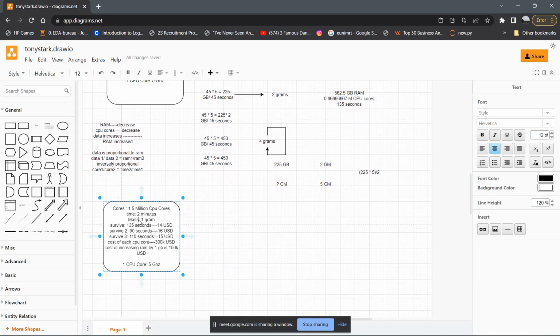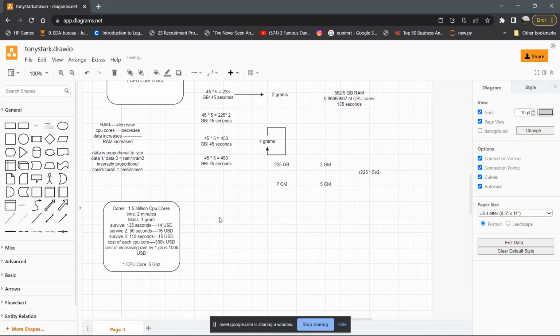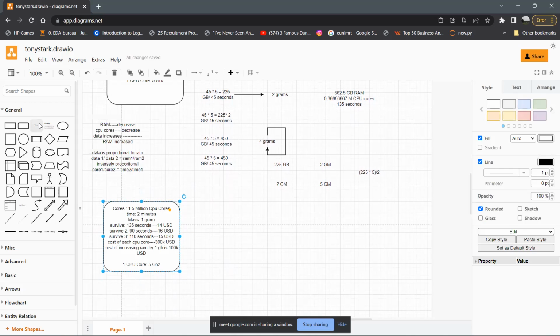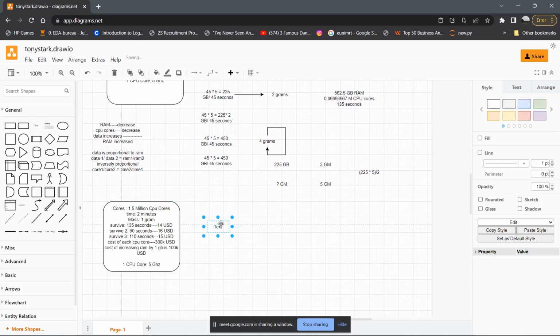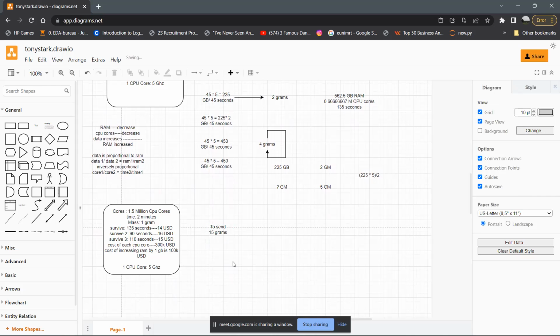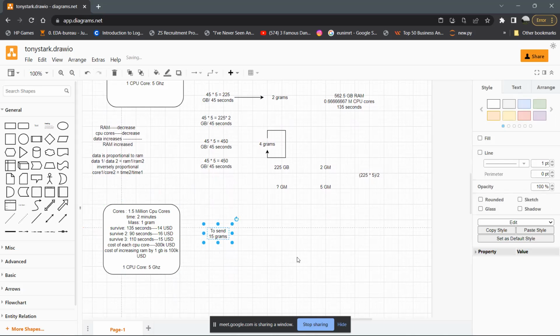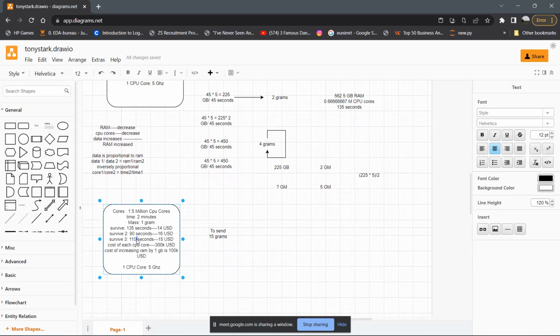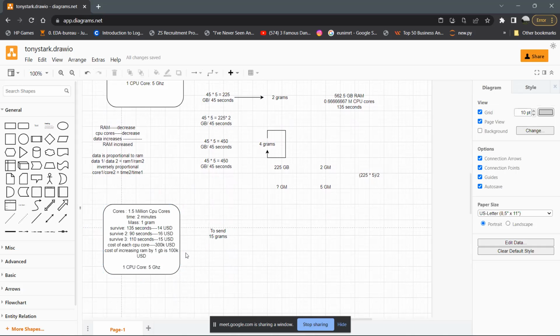Now what you need to find out is an optimal solution to send 15 grams of organism. So here you have the cost factor also, and you have to calculate the cost factor and tell me which will be the best: will 135 seconds, 90 seconds or 110 seconds be the best?